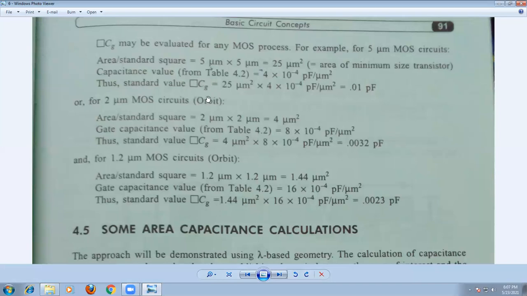So we are going to represent the capacitance value always in terms of square Cz, so square Cz is common for all the technologies. Once you know the technology, you can calculate the value of the capacitor in picofarad, or you can represent the value in terms of square Cz. This is the important concept behind the standard unit of capacitance.